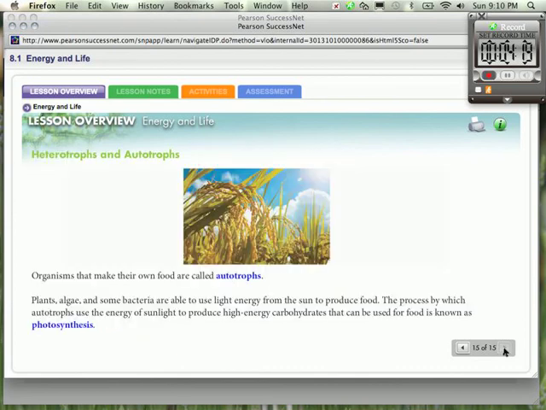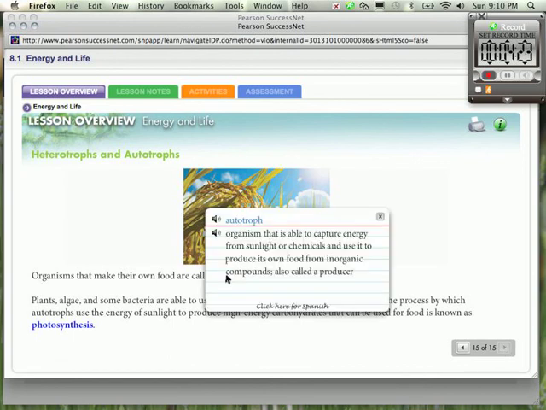Organisms that make their own food are called autotrophs. Autotroph: an organism that is able to capture energy from sunlight or chemicals and use it to produce its own food from inorganic compounds, also called a producer.